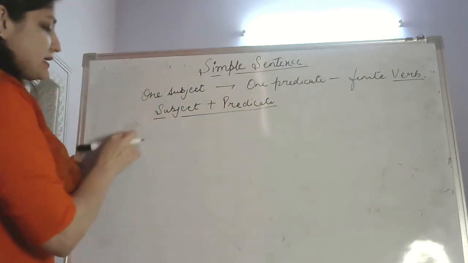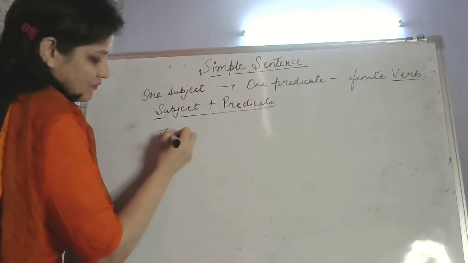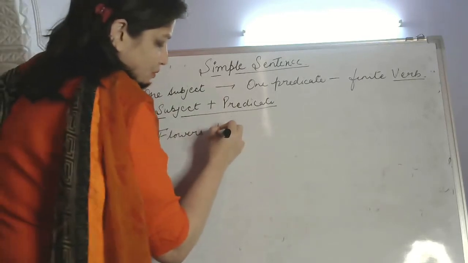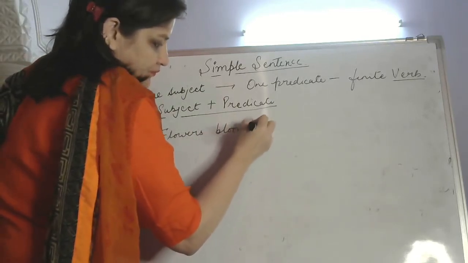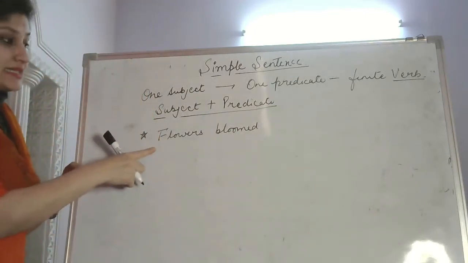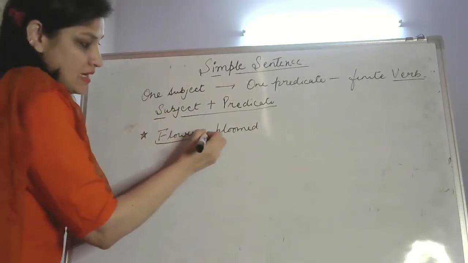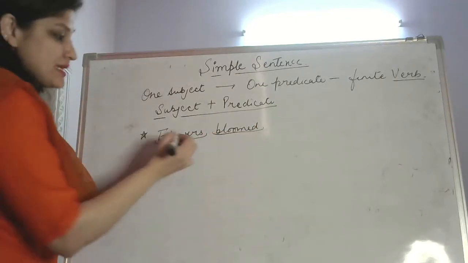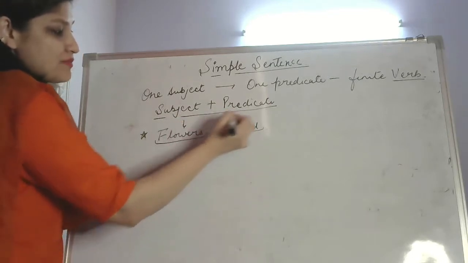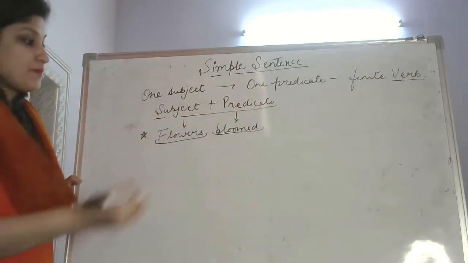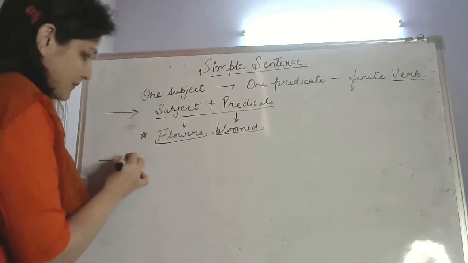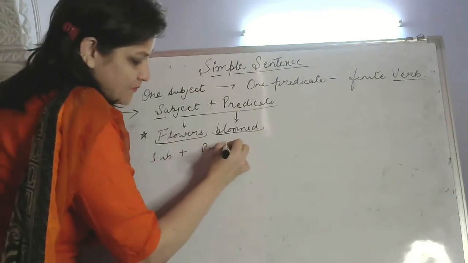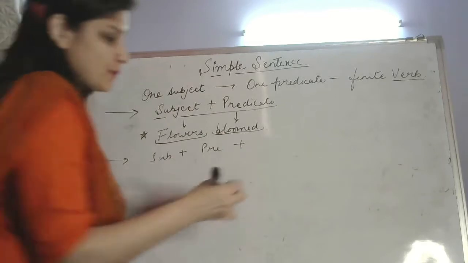The sentence is: flowers bloomed. Now this is one sentence. It has got a subject and it has got a predicate. Right, so this is the first type of simple sentence where you just have two things, that is a subject and a predicate. After that, we'll see there's another one where there is subject plus predicate plus the subject complement.